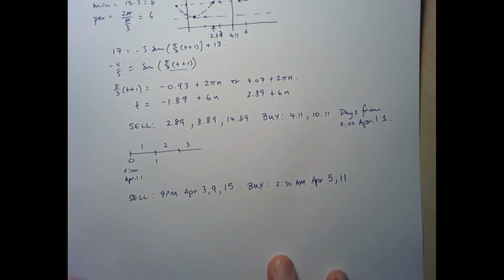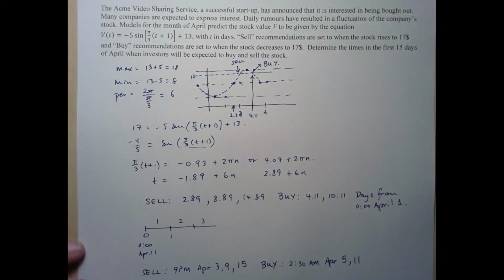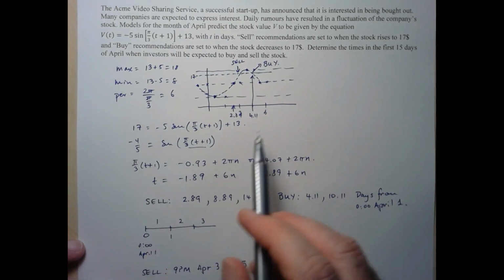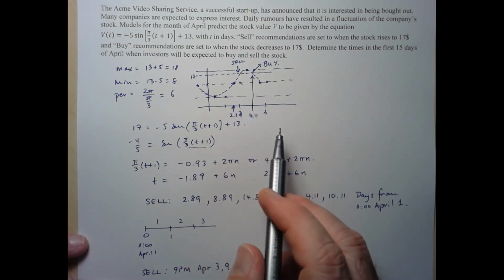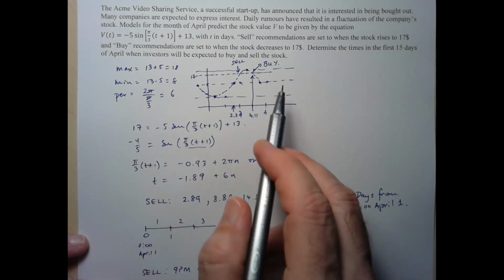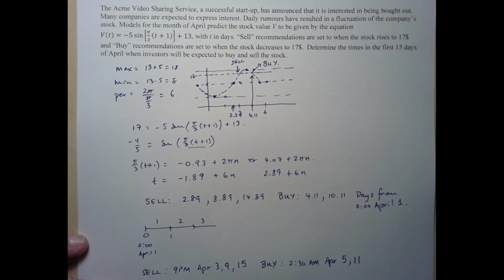Okay, so just to recap. In terms of the calculations, we were interested in when this function was going to be equal to $17. So we solved for that. And then because we were distinguishing between when it increases to 17 as opposed to decreases to 17, that's where we use the graph to help us distinguish one from the other. Okay, that's it for this one.